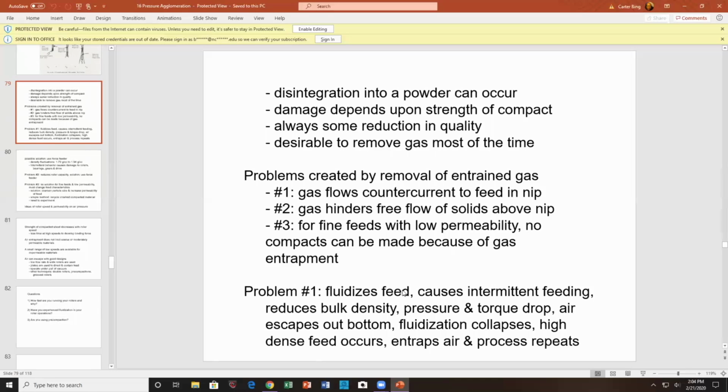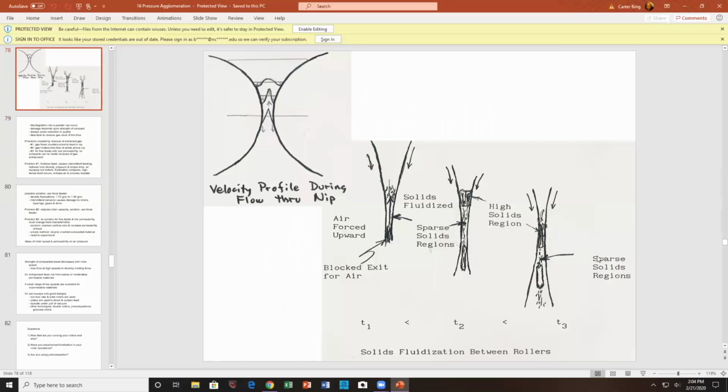Problem number 1: the feed fluidizes, feeding becomes intermittent, and bulk density is reduced. Pressure and torque drop, and air escapes out the bottom as well as the top. Fluidization collapses, a highly dense feed occurs and traps air, and the process repeats. So this little jewel up here is a repeatable process. So initially it's happening, then you have that, then you have this.